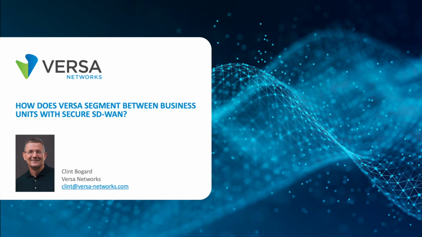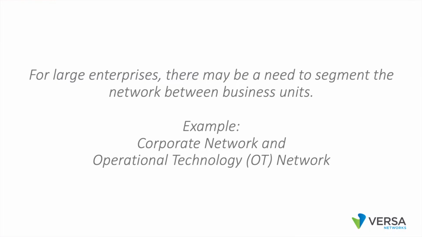This short video covers how Versa segments between business units with secure SD-WAN. For large enterprises, there may be a need to segment the network between business units. For example, a large enterprise may have both a corporate network and an operational technology, or OT, network, and they want to keep these separate.